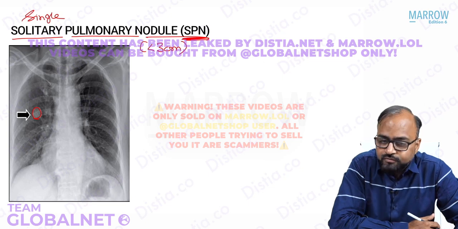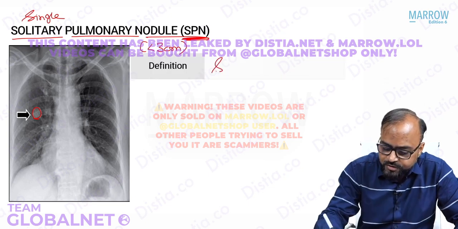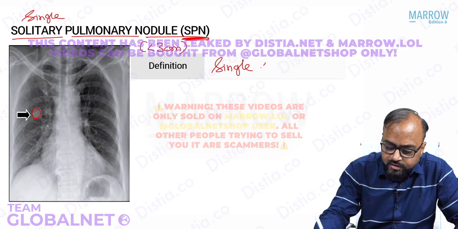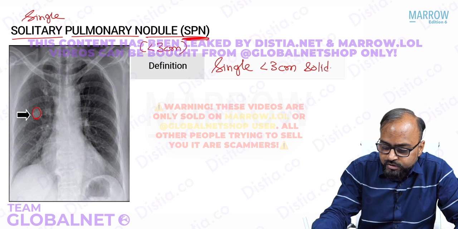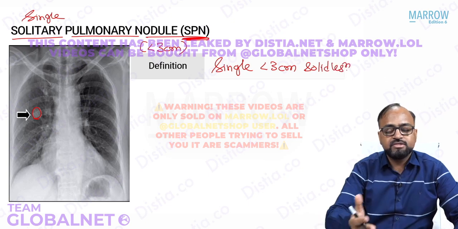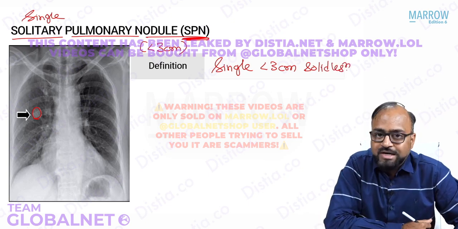So what is the definition? We've already seen the definition. The definition is a single solid lesion which is less than 3 centimeters in size. A single lesion less than 3 centimeters is called SPN.